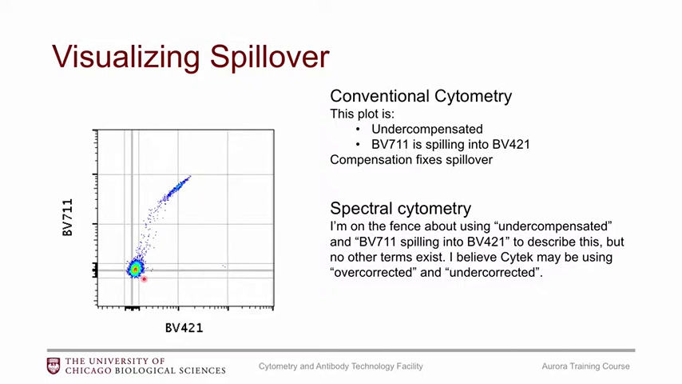In spectral cytometry, undercompensated is obviously not the right term because we're doing spectral unmixing, not compensation. Under-unmixing is a bit of an odd term, so I believe that Cytek has started saying this is undercorrected, and the other direction would be overcorrected. And then as far as BV711 spilling into BV421, it's also kind of a weird way of phrasing things because we don't really have an assigned detector, but there isn't really any other terminology.